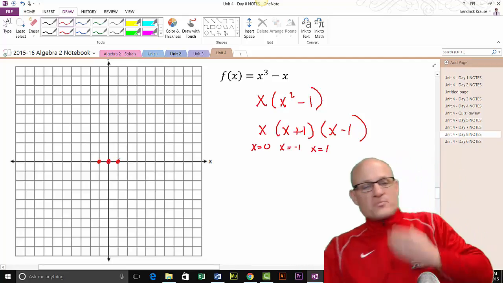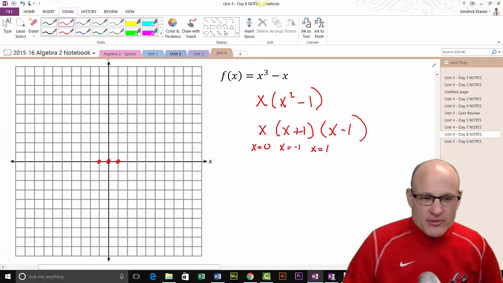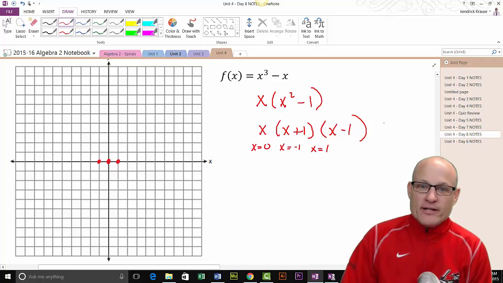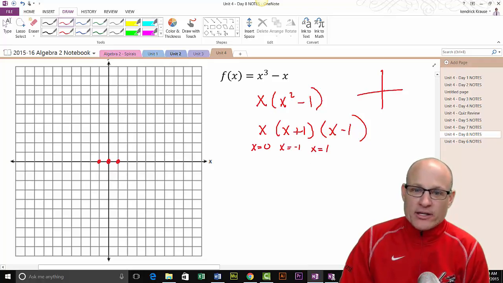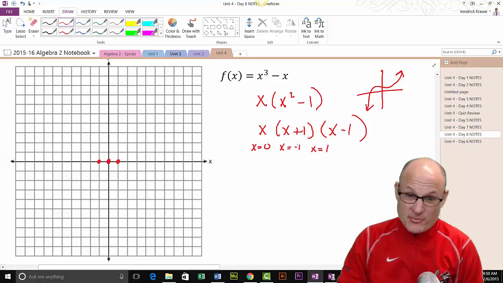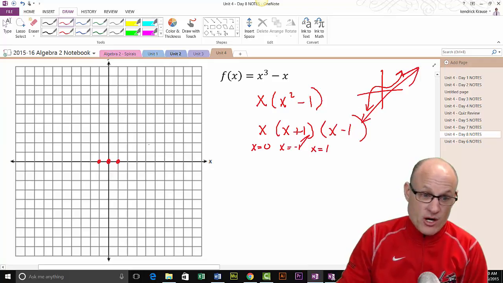So the y-intercept is the origin. I apologize, I'm off screen. The y-intercept is the origin, so it's going to go through the origin. It's an odd one, so if I think about an odd one, it's going to go up the whole time, right? It's got to go up and down, but because the leading coefficient is positive, it has to go generally in that direction.